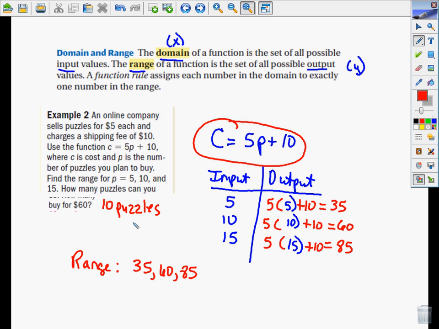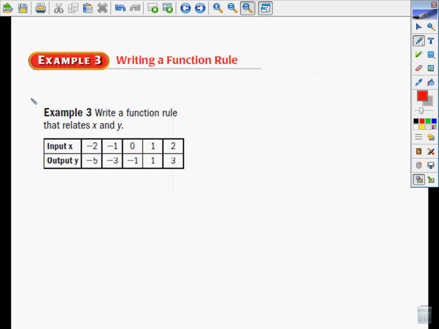So that's how you're going to use an input-output table if they give you the function. Sometimes they're going to give you a table and you have to backtrack and find the function. For example, it says write a function rule that relates x and y. So they'll give you an input-output table, and our function rule, so make sure you write this down, y equals ax plus b. Now you have to understand how to find the a and the b. The x and the y are going to stay standard in the equation. Those deal with the input and the output.